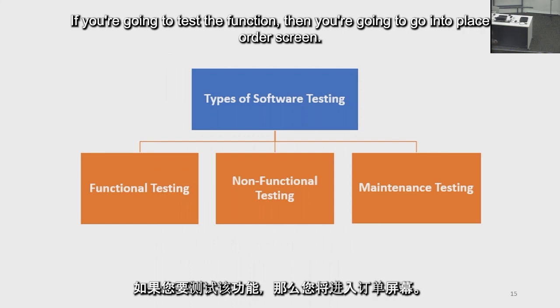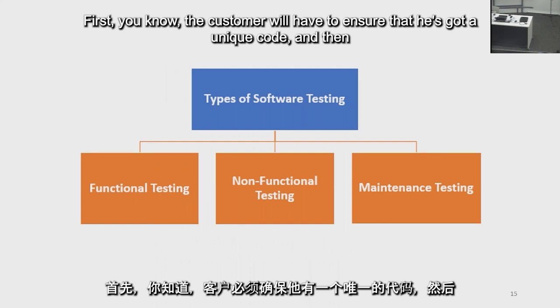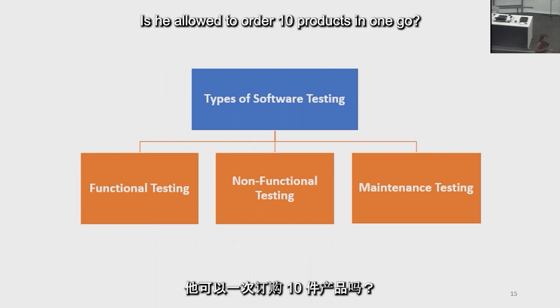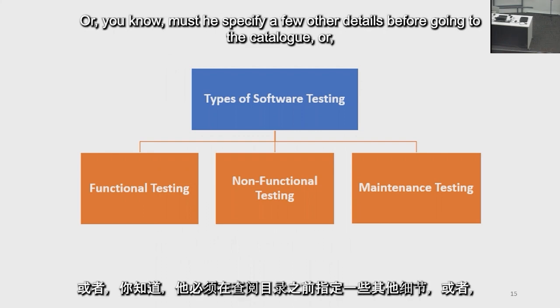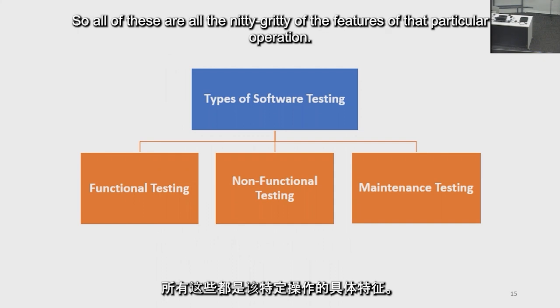If you're going to test the function, then you're going to go into the place order screen. What's the place order screen? First, the customer will have to ensure that he's got a unique code, and then he'll have to be able to browse the catalog, all right? Is he allowed to order 10 products at one go? Or must he specify a few other details before going to the catalog? Or are there important fields that you want the person to fill in? So all of these are the nitty-gritty of the features of that particular operation.